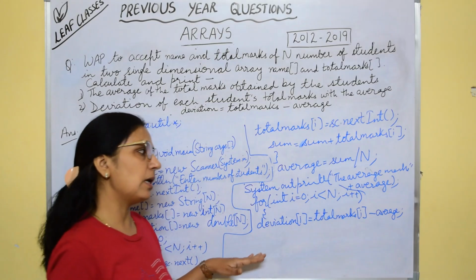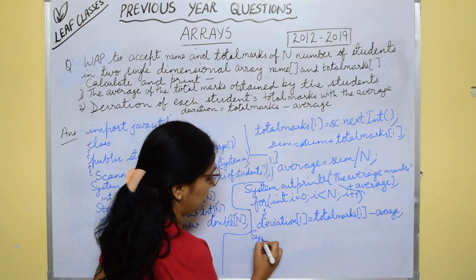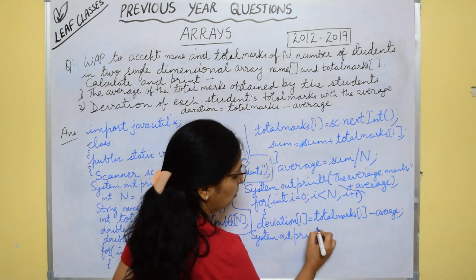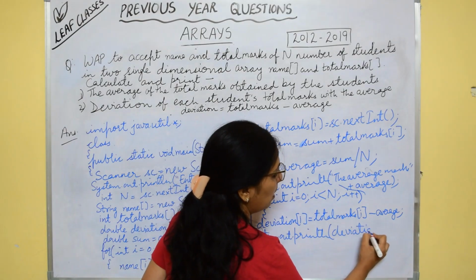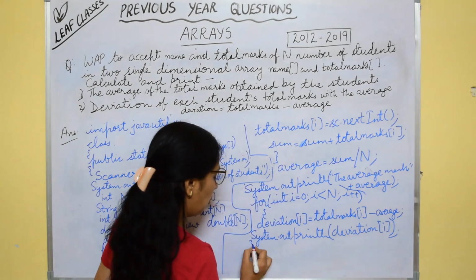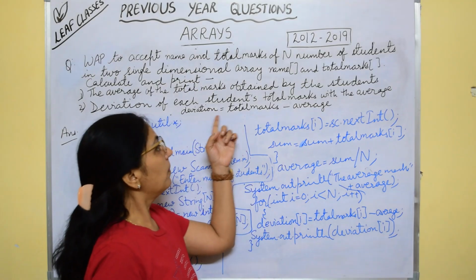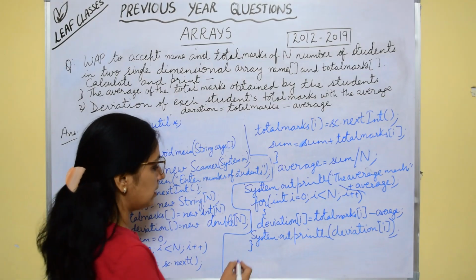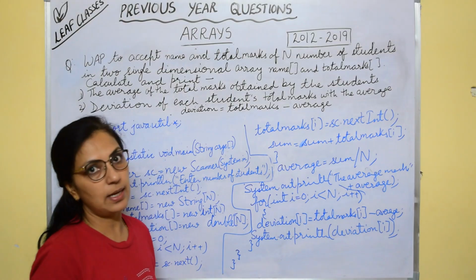Go step by step what is asked in the question, and according to that you will be easily able to do the program correctly. System.out.println, and this deviation array variable you print here. Now this will continue for n number of times, and that was our job. That was asked in the question. So you will close the braces for this, then close your main and then close the class.